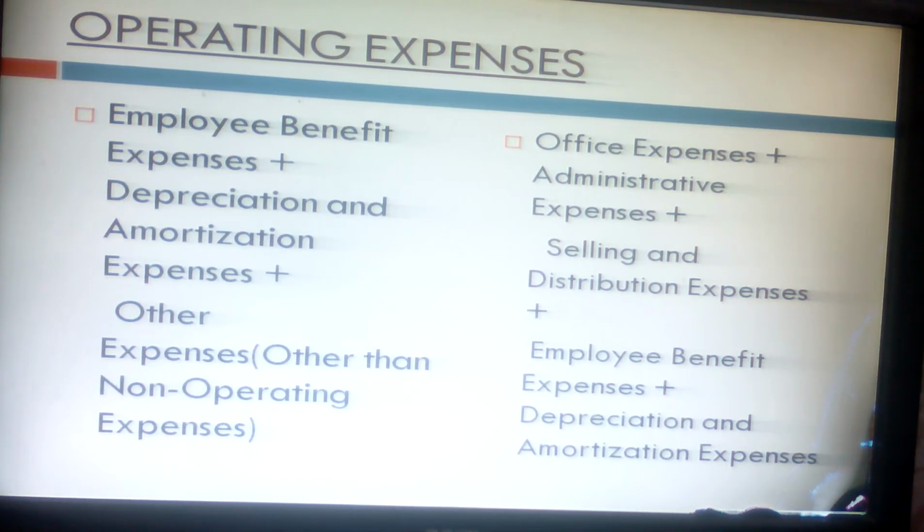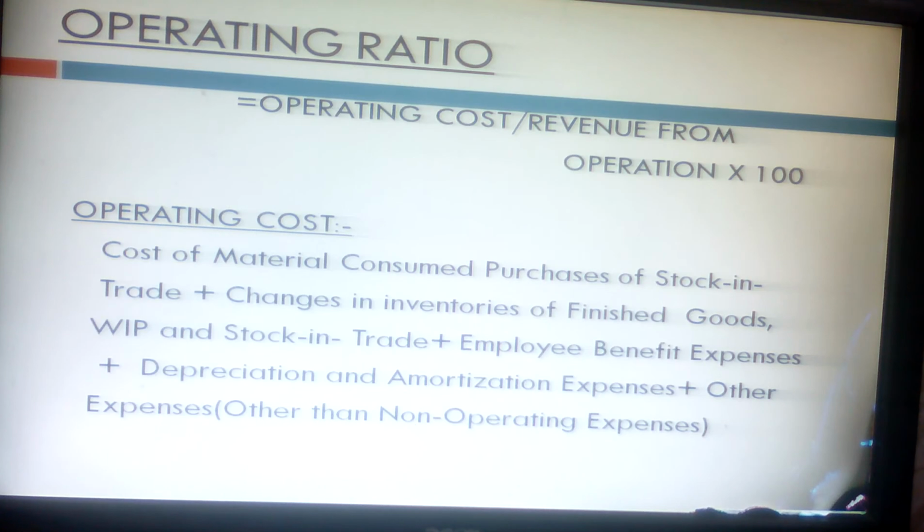What are the operating expenses? As you know already, employee benefit expenses, depreciation and amortization expenses, and other expenses other than non-operating expenses. Office and administrative expenses, also called selling and distribution expenses, are added to employee benefit expenses and depreciation and amortization expenses. So there are two types of operating expenses. You should be very careful to substitute from the available information from the operating expenses point of view.